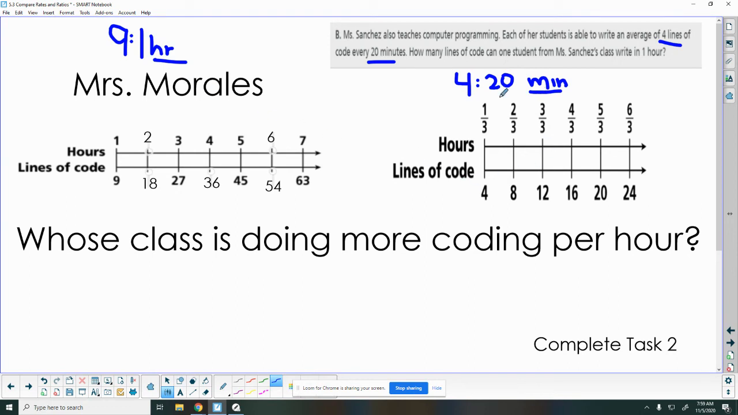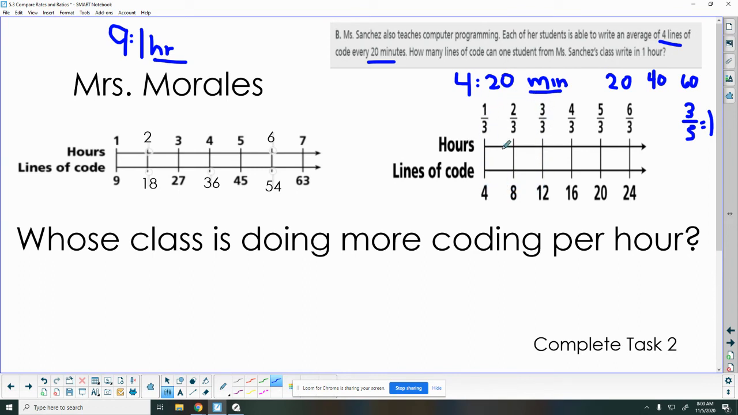So we can use this chart though to find their hour. So if I'm counting by 20s, 20, 40, 60. So if I have 60 minutes as an hour, it takes 1, 2, 3 sections of 20 minutes to make an hour. So they turn 20 minutes into a third of an hour, because here's 1/3, 2/3, 3/3 is a full hour, because 3 divided by 3 is 1 full hour. So after 20 minutes, they did 4. After 40 minutes, or 2/3 of an hour, they did 8. Here's 3/3, they did 12.